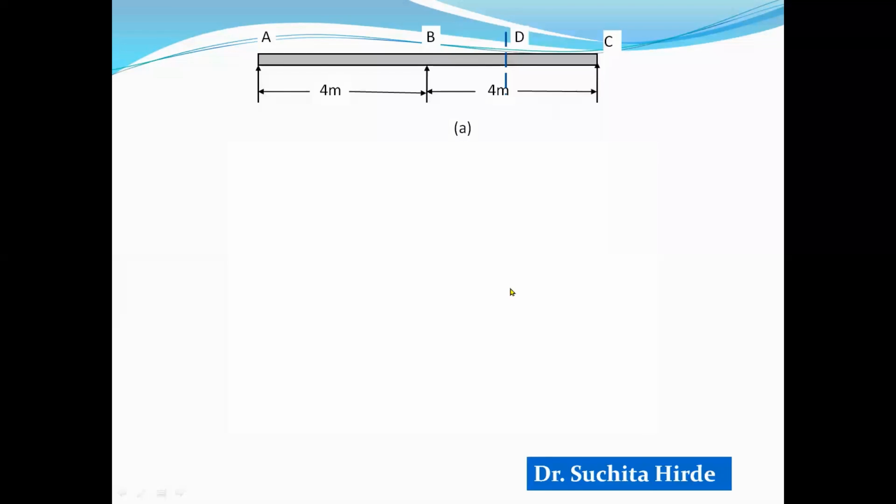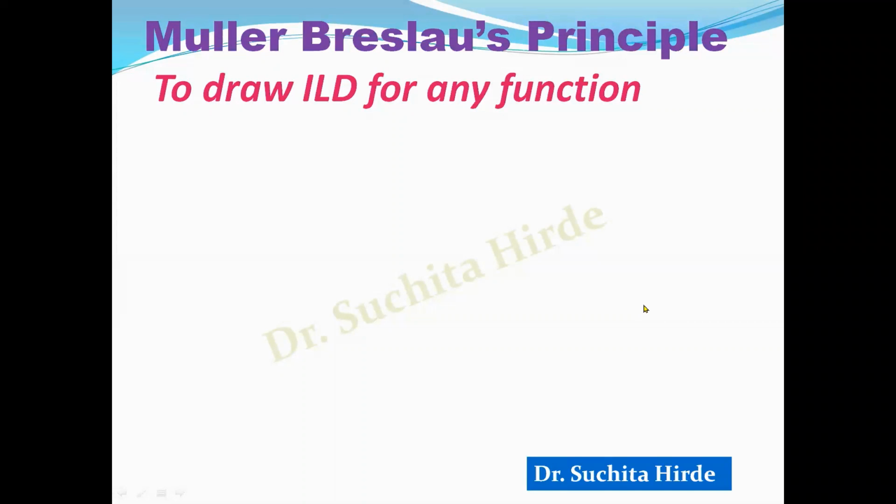So this is the given beam ABC with span 4 meter each, and we are interested to know how will be the influence line diagram for this section, shear force at this section D. In previous videos, we have already studied how to apply Muller Breslau principle to draw influence line diagram for any function. So let us revise the steps.